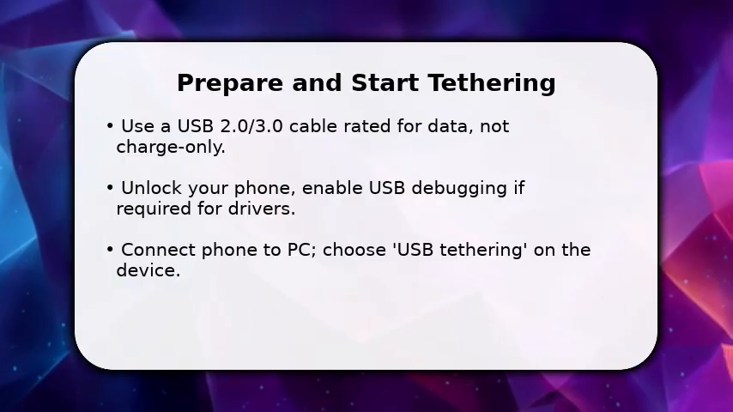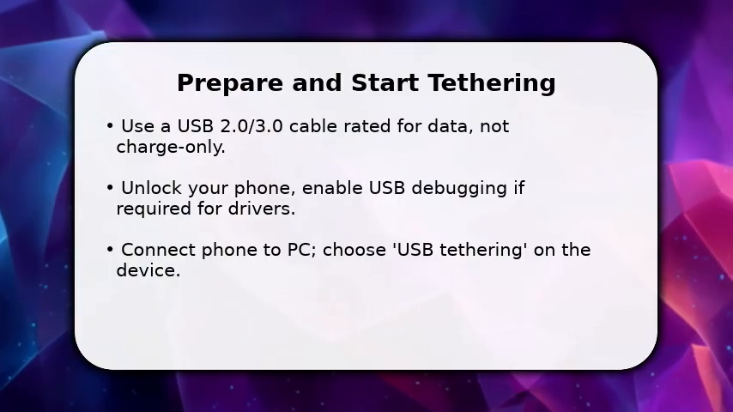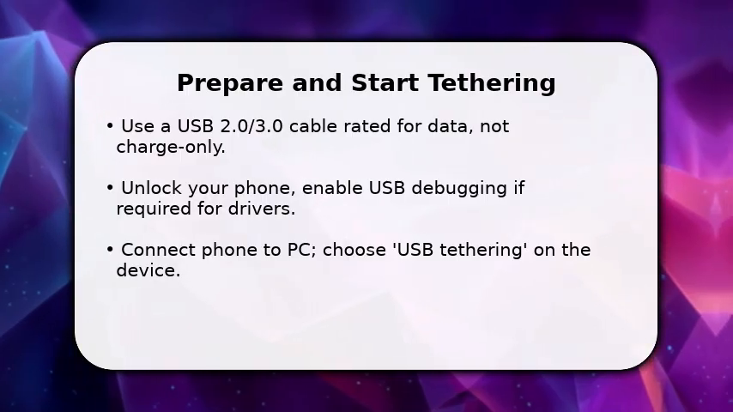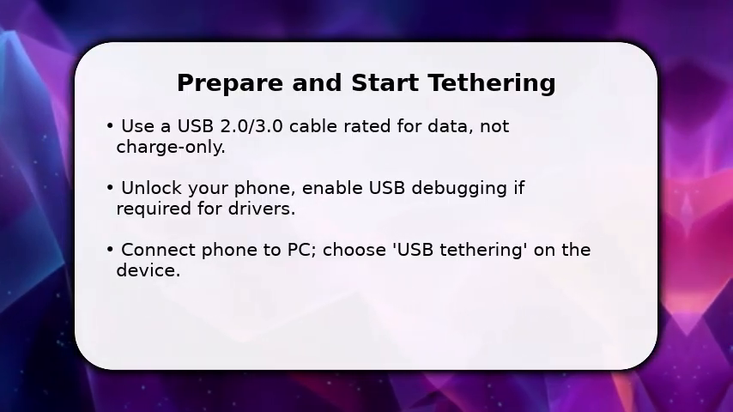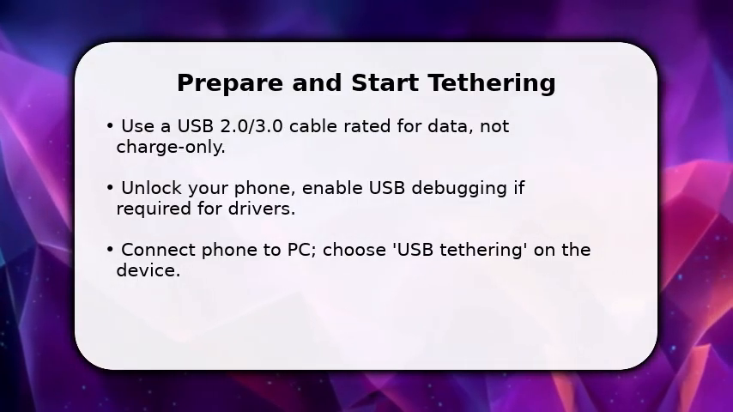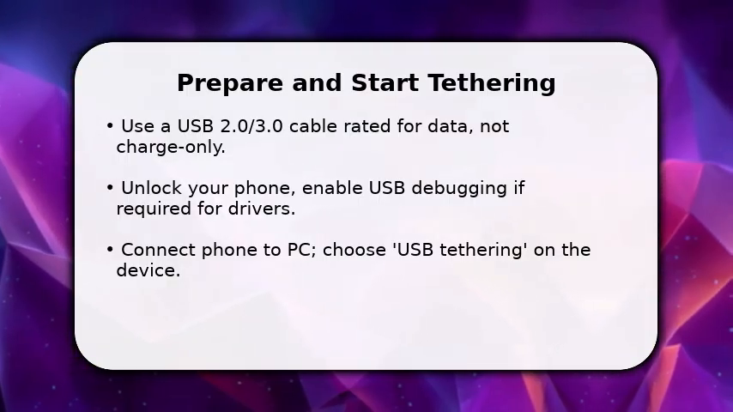You begin with the essentials: a data-capable USB cable and your phone unlocked. Once connected, Windows 7 will try to detect network hardware. Make sure the phone is set to USB tethering in its settings. If the phone prompts for a connection type, pick USB tethering or internet sharing.